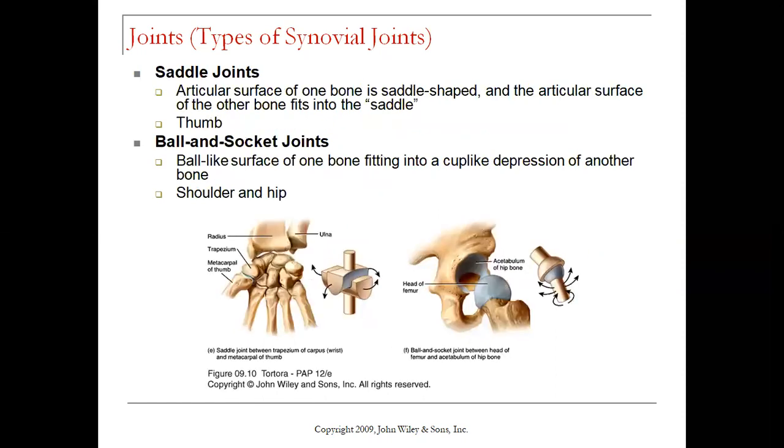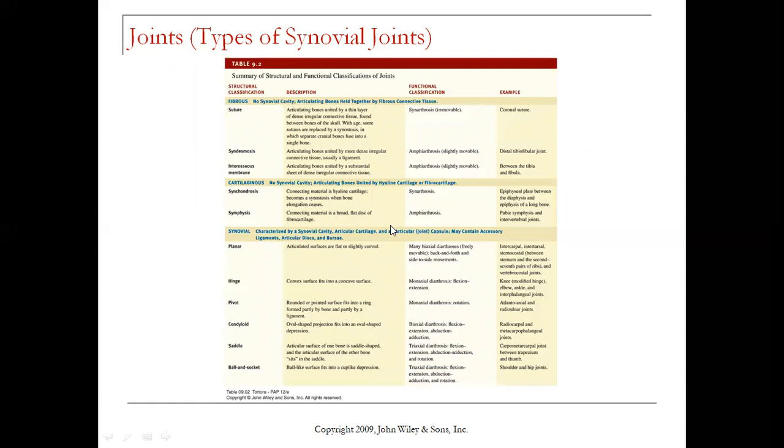Then we have saddle joint, in which one bone is saddle shaped and the articular surface of the other bone fits into the saddle, for example, the thumb. Then we have ball and socket joint, example, shoulder and hip, where one bone fits into a cup-like depression of another bone. So this is all in this session.